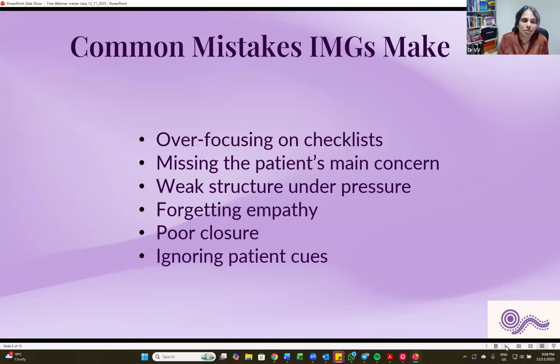The second thing is that you don't see the patient's main concern. The patient is trying to tell something to you. Neither the patient nor the examiner wants you to fail the station. They're all there to get you across. They have cues. They're trying to tell you something. If you don't listen, you don't acknowledge it, then there's a problem.